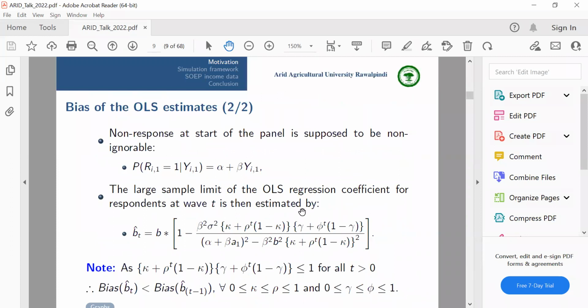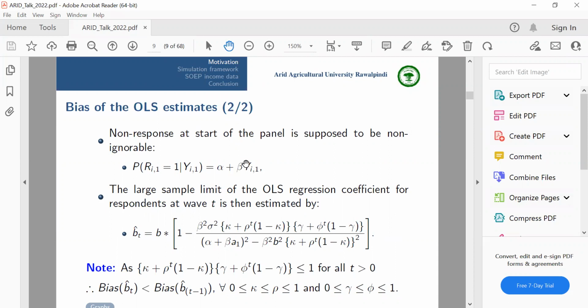Similarly, for the initial non-response bias, we ask the respondent that if you agree, then participate in the survey. If you do not agree, then it's up to you. So for that scenario, we introduce this response model. RI1 is the indicator variable, and if it is equal to 1, it means that the respondent agrees to participate in the survey, and this is equal to alpha plus beta yi1.